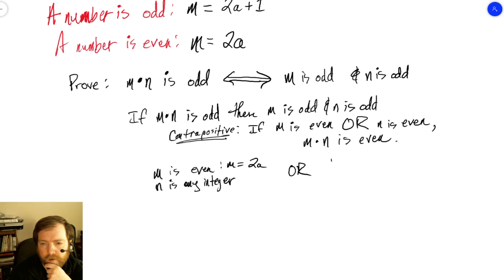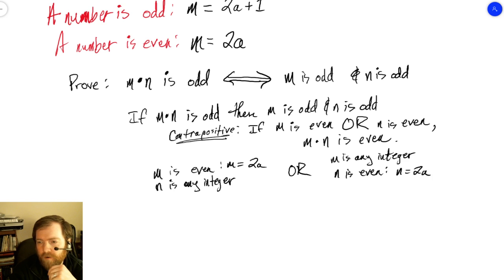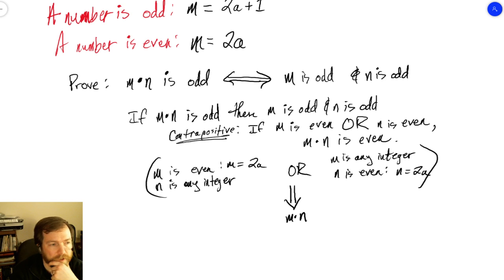Right, or m is any integer and n is even. So n equals 2a or whatever. So then when you've got that stuff, then you say, okay, now what's m times n? And in both cases, you end up getting the same stuff. So you've got to do it separately.